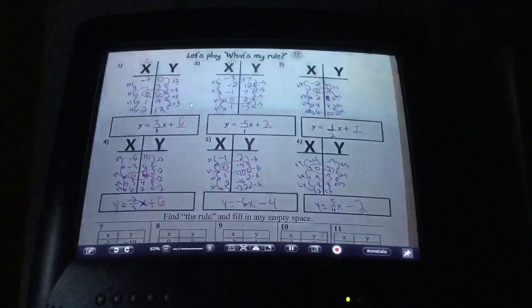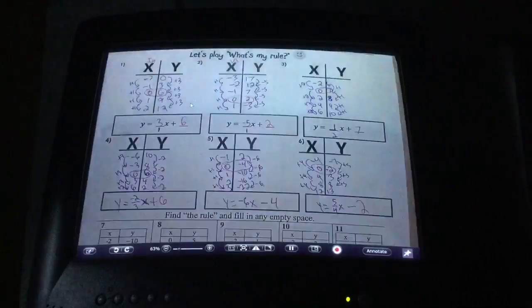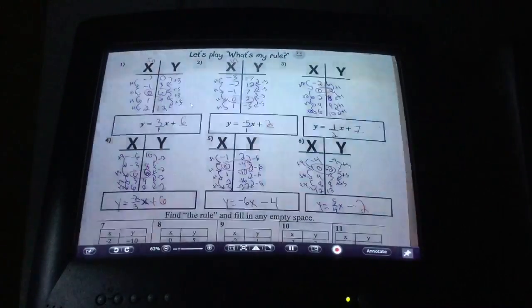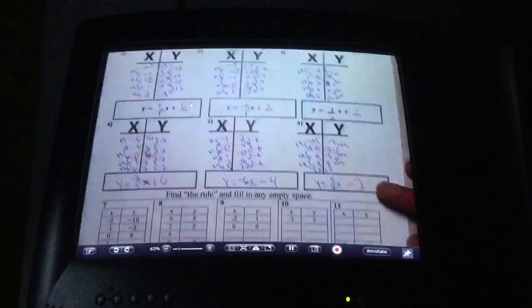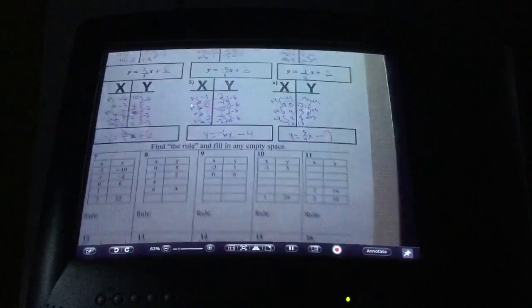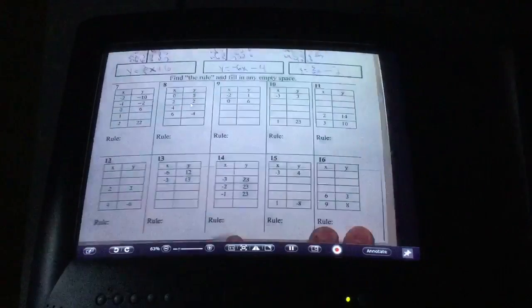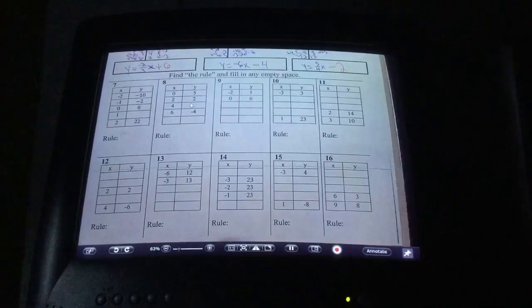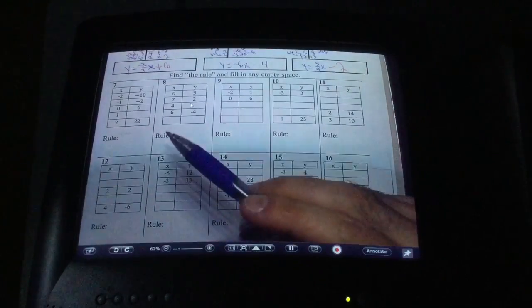Okay? All right, so now what we're going to be doing in the next part is filling in some empty spaces, and then we're going to find the rule. We're going to do 7 through 11 together, and you're going to do 12 through 13 on your own. Now, to fill in the blank, we have to find the pattern.